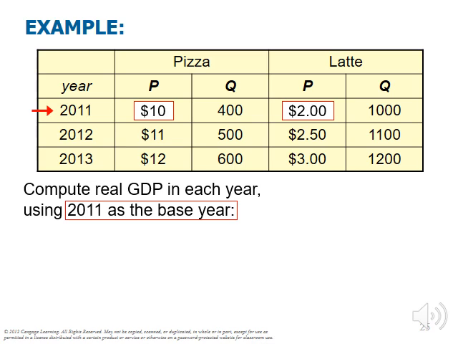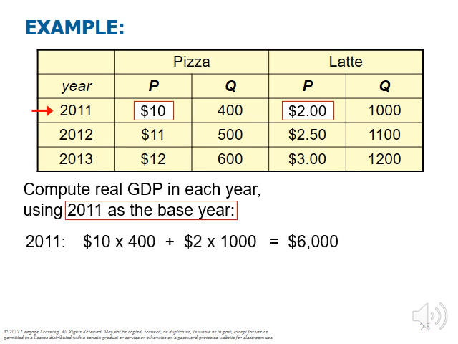Take a moment. Our calculation of nominal GDP for 2011 was also 6,000. This is because we've used the same prices in both of our calculations of nominal and real GDP. The reason that our price vector for 2011 is the same for real and nominal GDP is that we've chosen 2011 as the base year. Let's move ahead to 2012.